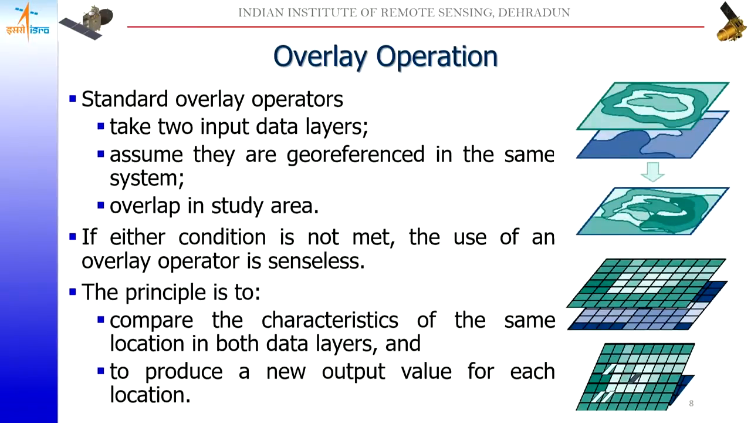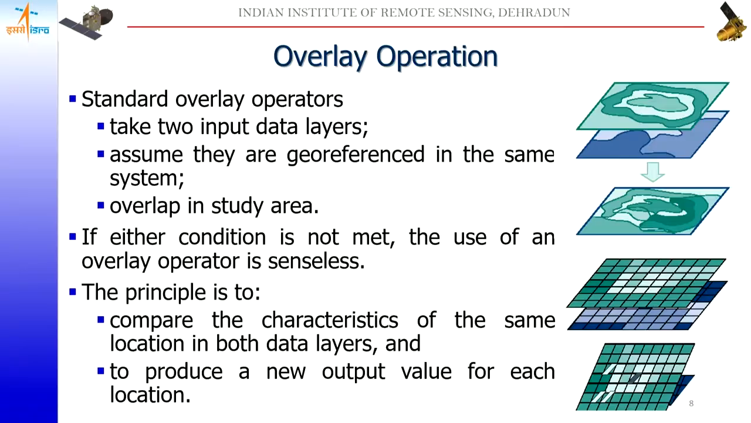Now talking about the overlay operations, as I said, which is basically combining two or more than two layers to look at the phenomena over the two layers and then derive new information, extracting information from the two layers. Now there are some preconditions if you want to perform this overlay operation. The standard overlay operator primarily takes two input layers, and it also assumes that both the layers or the data sets are georeferenced. Further, they should also overlap in the study region, which means at least some boundaries will be shared.